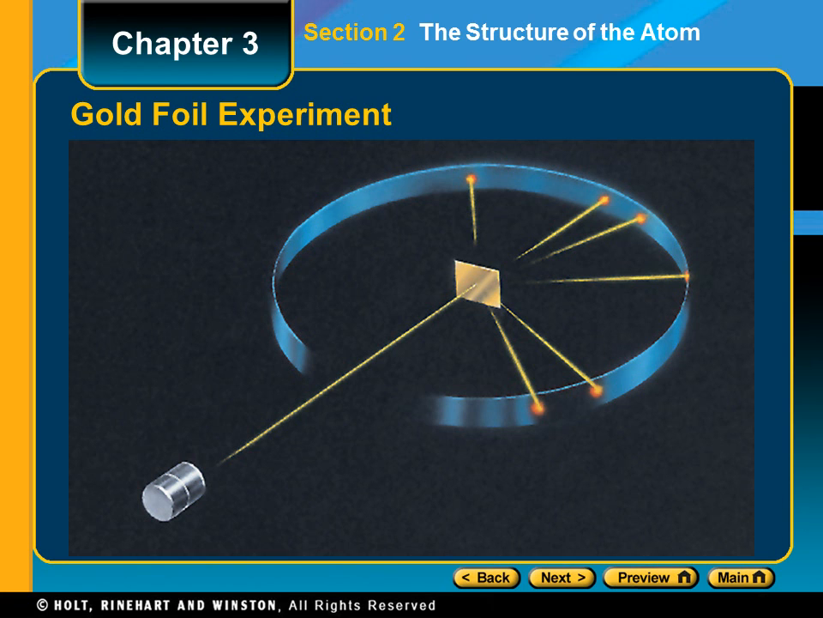This diagram shows how that would have been done, with these positive particles being fired at a thin piece of gold foil. Many of those particles would have passed through and been recorded on the other side, but some of those particles would have deflected.